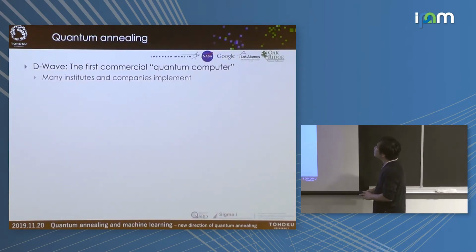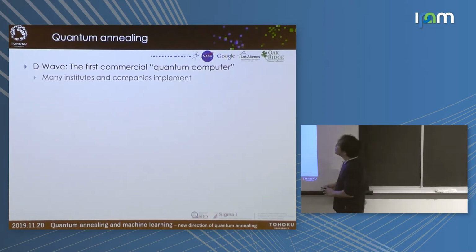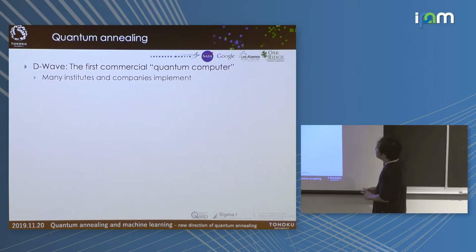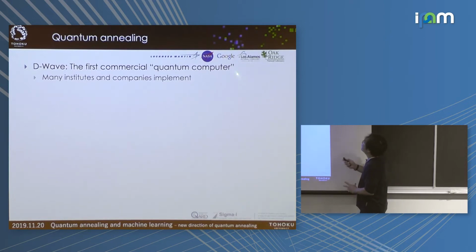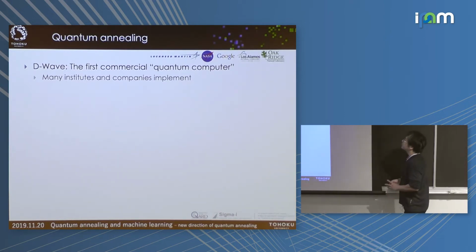So D-Wave systems, or D-Wave machines, is the first commercial quantum computer, in some sense. Many institutes and companies in North America have implemented it. The first customer was Lockheed Martin. The second customers were NASA and Google collaborations, and Los Alamos National Laboratory and Oak Ridge National Laboratory.